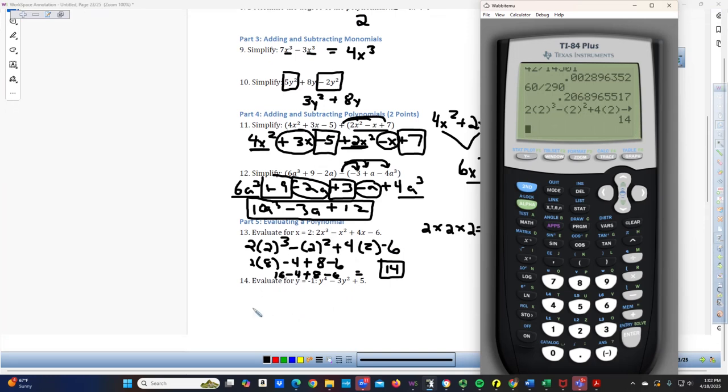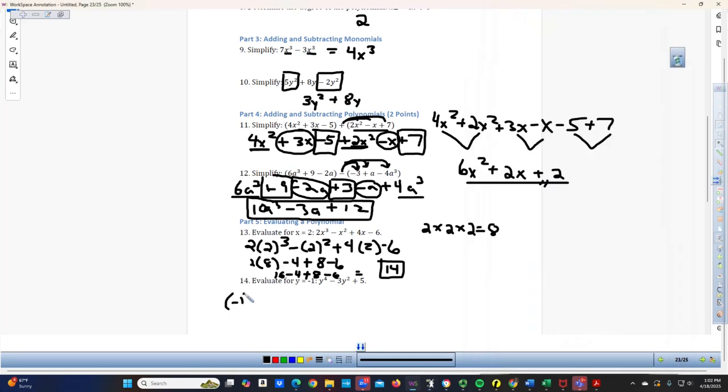All right, so negative 1 for y when we have y to the 4th power minus 3y squared plus 5. So we get negative 1 to the 4th minus 3 times negative 1 squared plus 5. Okay, it's super important that you understand the importance of parentheses, right? By putting these in parentheses, okay, when I raise a negative number to an even power, it's always going to be positive. All right, super important.